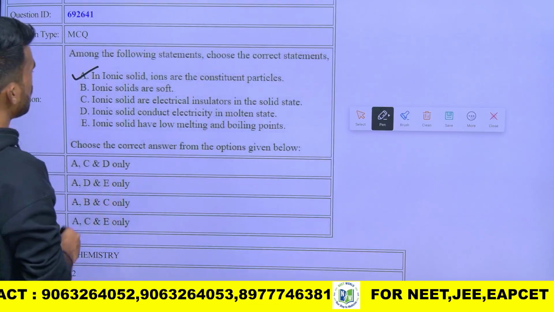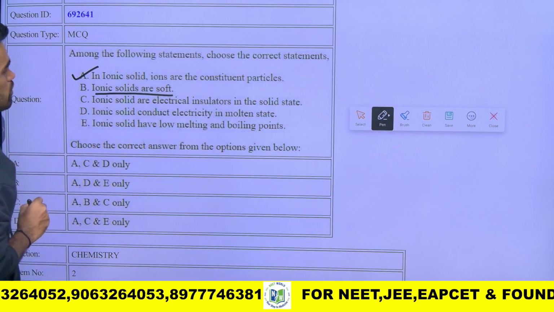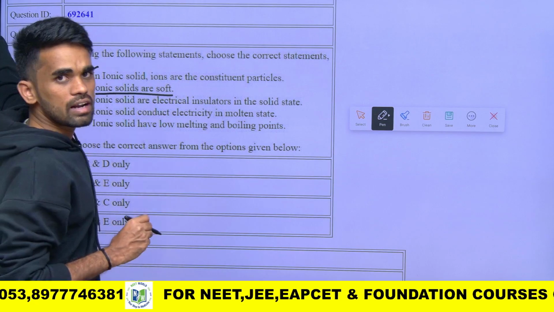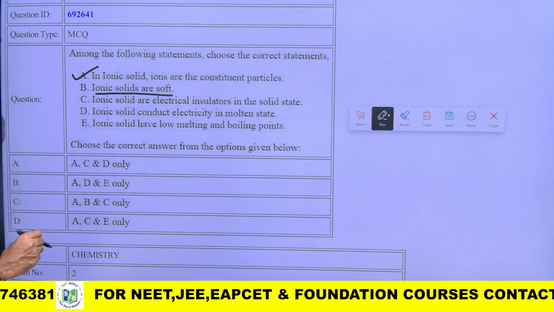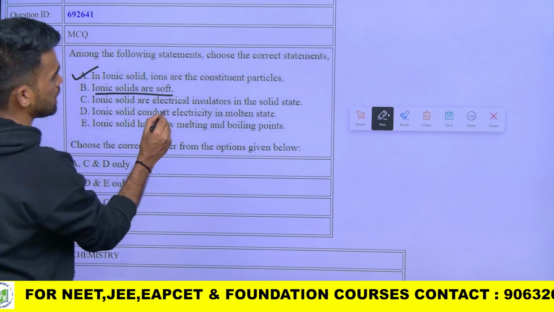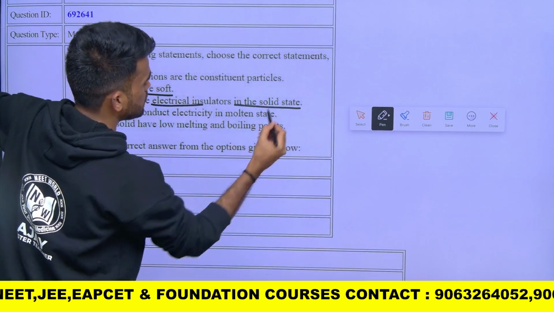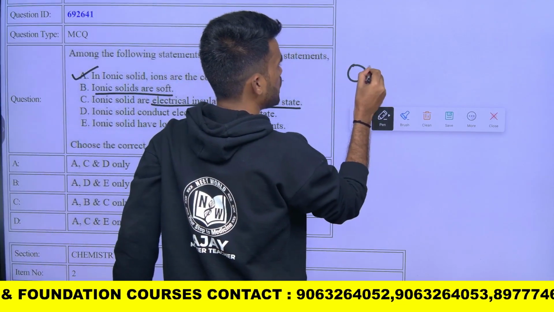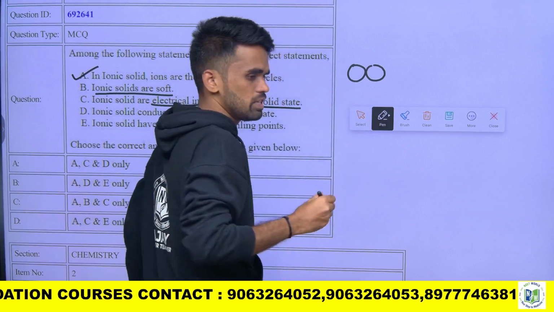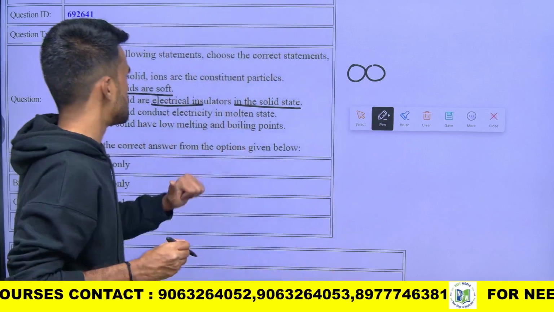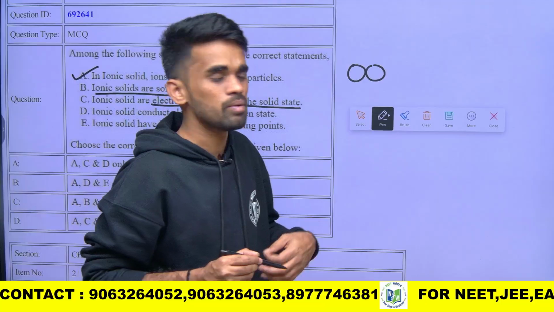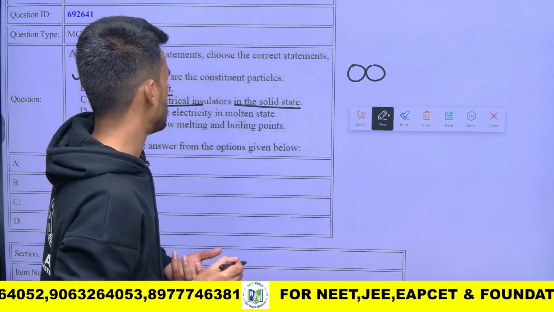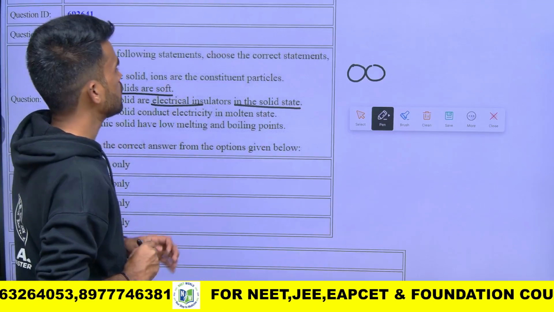Next, ionic solids are soft. So now tell me, what about this? Ionic solids are soft or hard? Ionic solids are rigid and hard, right? Then next, ionic solids are electrical insulators in the solid state. Yes, in ionic solids the particles will be very closely packed and there is no mobility of particles in their solid state. Therefore these ionic substances are considered to be insulators. That is also correct.